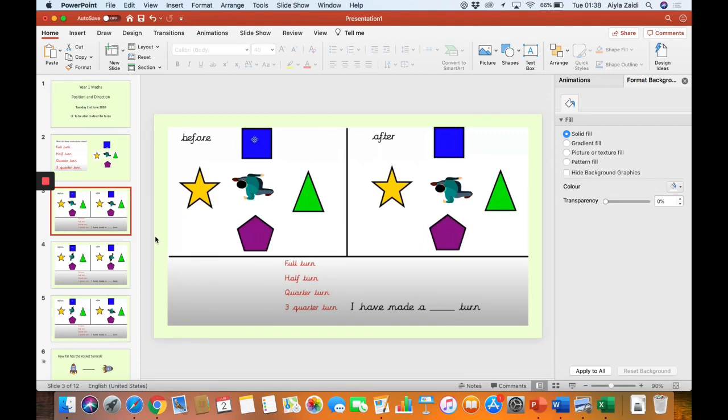This time we have the man looking at the blue square. And after he has moved, he's looking at the purple pentagon. What word would you use from here to complete the sentence? So I'll say that again. The man's facing the blue square now. But after that, he's now facing the purple pentagon. So what turn has he made? Has he made a full turn, a half turn, quarter turn, or a three quarter turn? Okay, well done. He has made a half turn from the blue square to the purple pentagon.